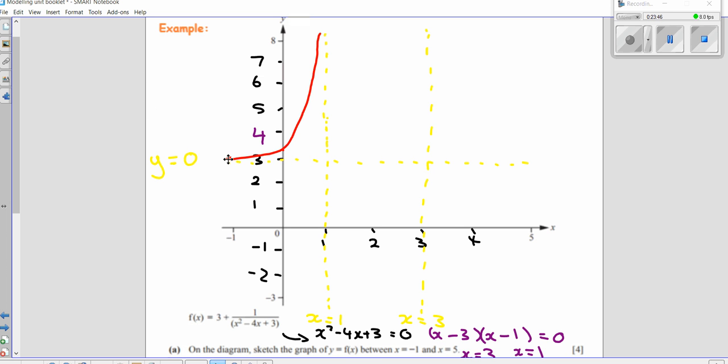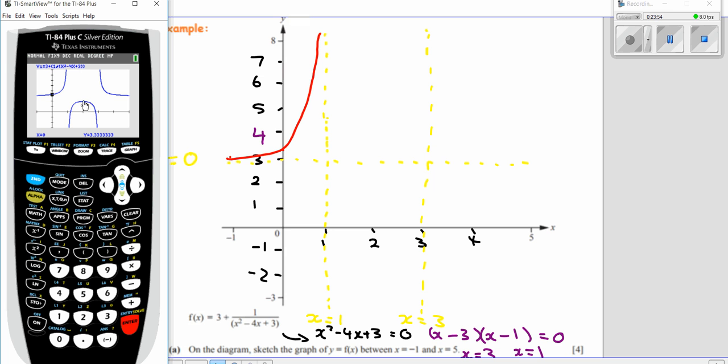And then we need to find out something else. What do we need to find out? Oh, we need to find out the y-intercept or the x-intercepts and the maximum point. Okay, so second calc. X-intercepts, where do I go for them? 0, yep. And then this is the awkward thing where you've got to go left bound, right bound, all that kind of stuff. It's going to take forever.